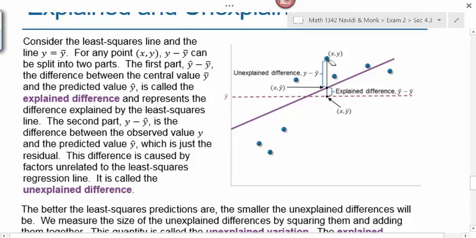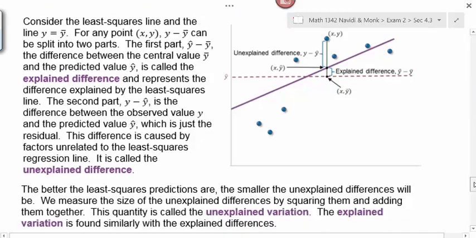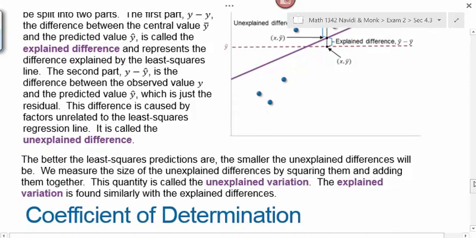The second part, this part right here, is the unexplained difference. This difference is caused by factors that are unrelated to the least squares regression line, so that would be our unexplained difference. The better the least squares predictions are, the smaller the unexplained differences will be. We measure the size of the unexplained differences by squaring them and adding them together. This quantity is called unexplained variation. The explained variation is found similarly with explained differences.